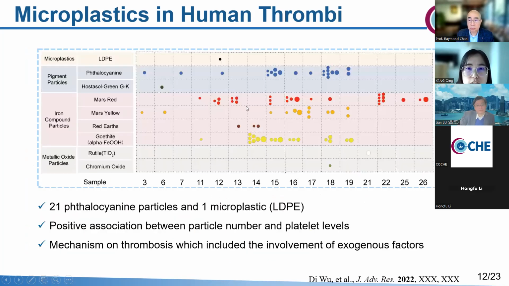This figure shows the characterization and distribution of these particles in the 26 samples. There are 14 samples in which microparticles were detected, and they also include microplastics. They found a positive association between the particle number and the platelet levels. This is because as the particles in the blood system increase, the correlation between the microparticles and the platelets and the initial thrombus will be increased, which speeds up thrombosis.